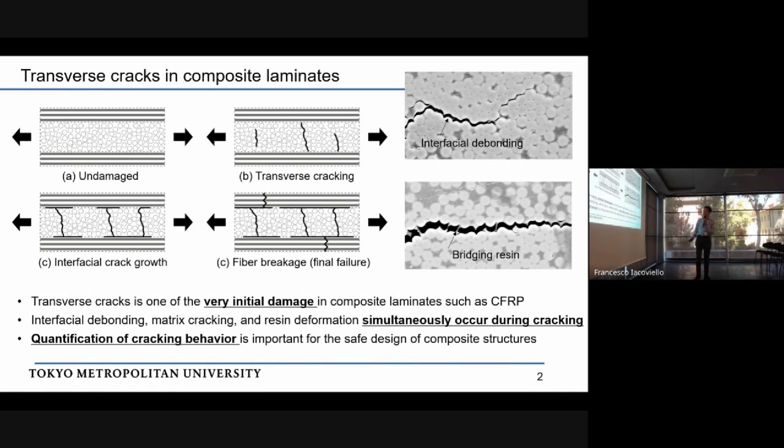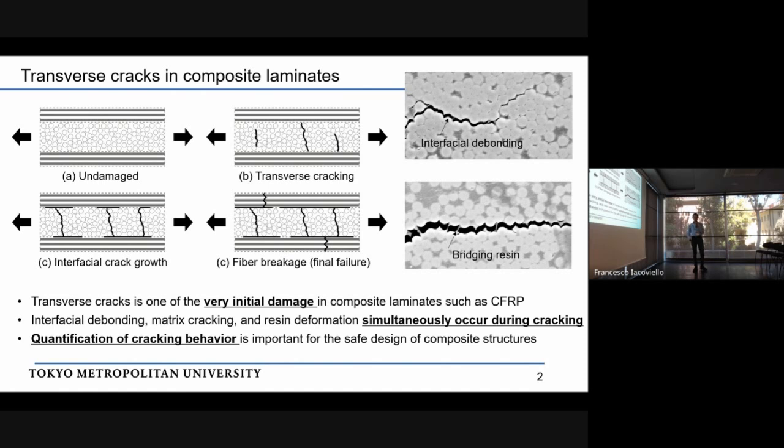Initial damage occurs in this 90-degree layer. This crack is called a transverse crack. After that, an interfacial crack also occurs from the transverse crack, and final failure occurs after that. Also, a transverse crack does not affect the properties of the composite laminate. Understanding the transverse cracking mechanism is very important because transverse cracking is beneficial damage in composite laminates.